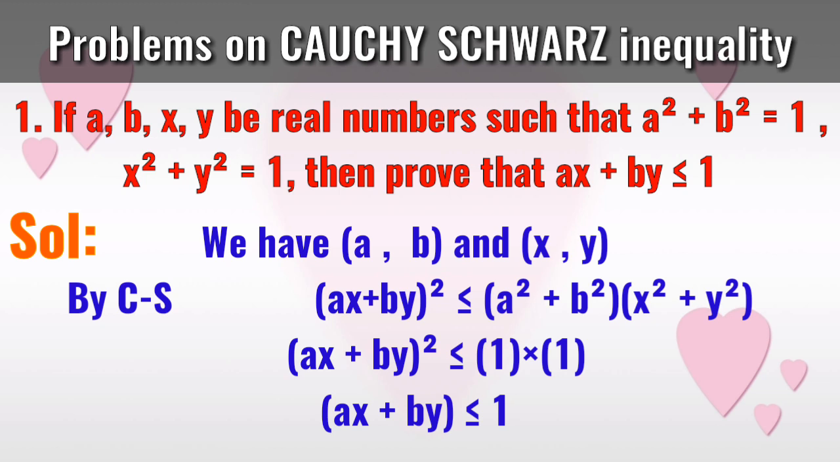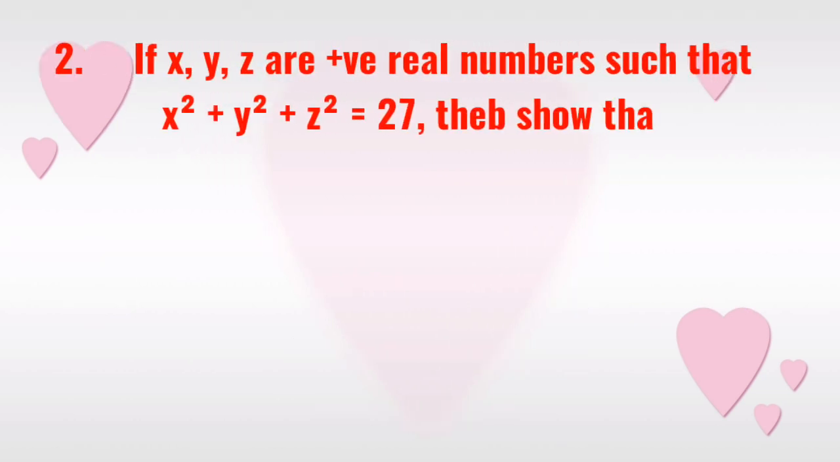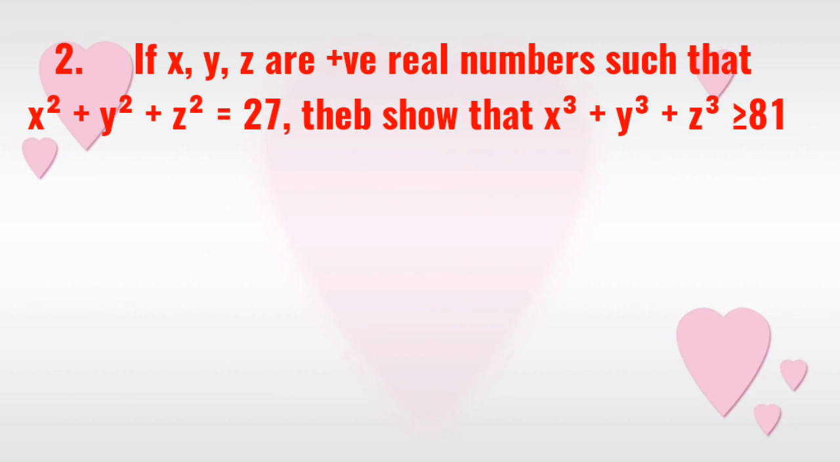Now let us see the second question. The second question is: if x, y, z are real numbers such that x² + y² + z² = 27, then show that x³ + y³ + z³ is greater than or equal to 81. This is the solution.